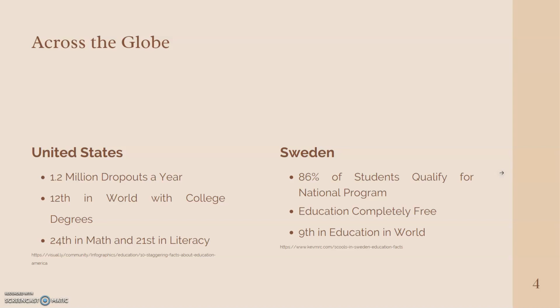And then across the globe, we have the United States and Sweden. I really enjoyed studying Sweden so far. With the United States, there's 1.2 million dropouts a year. They're 12th in the world with college degrees, and they're 24th in math and 21st in literacy. So the United States is pretty middle ground. They're not the best, they're not the worst, just a very run-of-the-mill first world country. Whereas Sweden is really great.